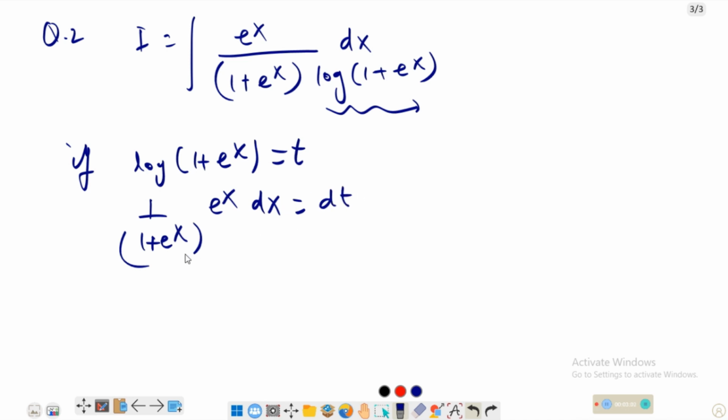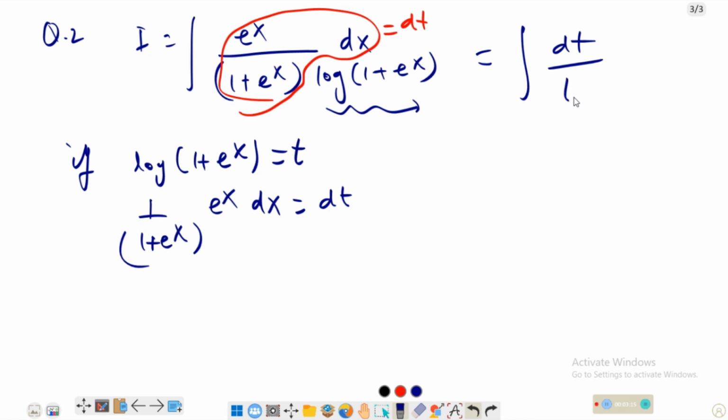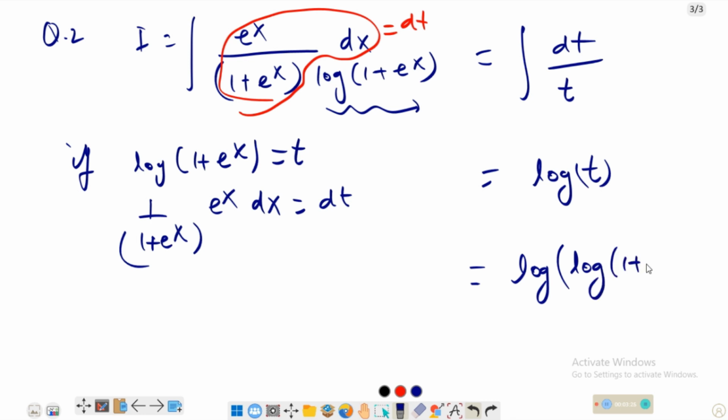So this quantity becomes dt. So dt upon t is equal to log t, where t is equal to log of 1 plus e to the power x, plus c. So this integral is equal to log of log of 1 plus e to the power x plus c. Okay, so now we move to question number 3.